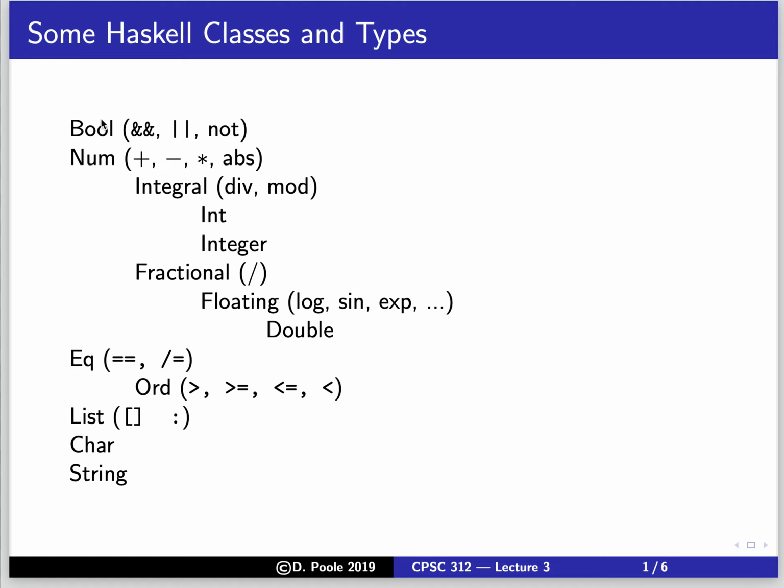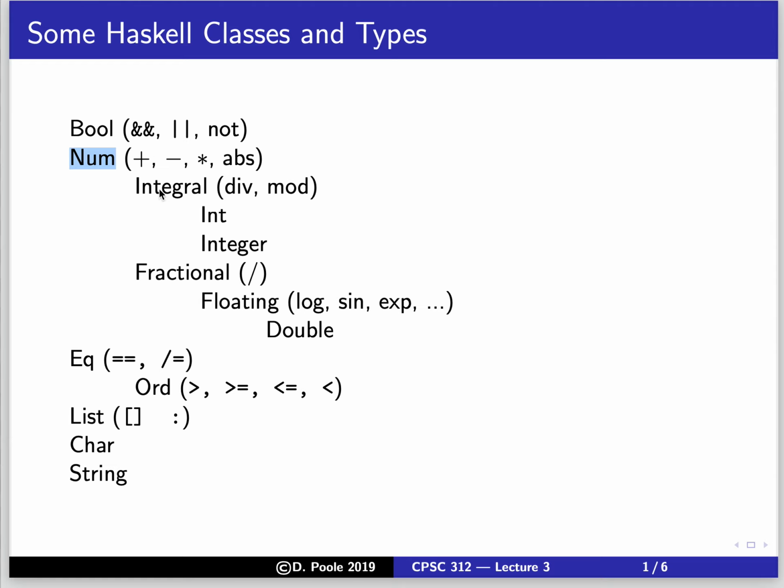So here are some classes and types that we've seen and a few more we're going to see today. The first type that we saw was bool, and it implements and, or, and not. The num class implements plus, minus, multiplication and the absolute value. So any type in the num class has to implement those.